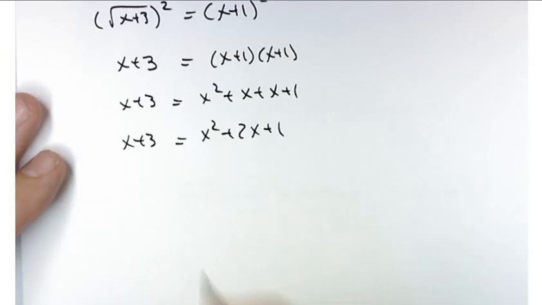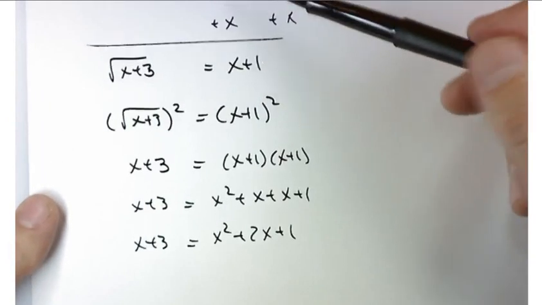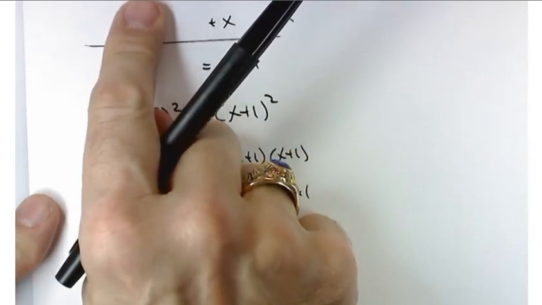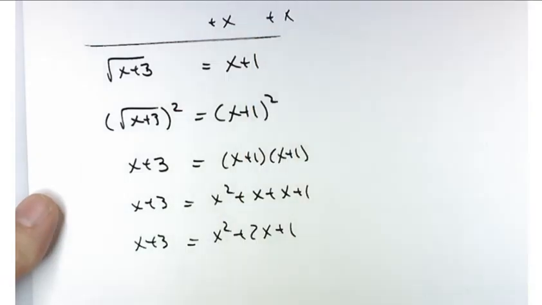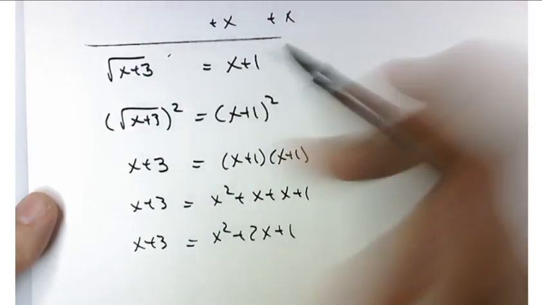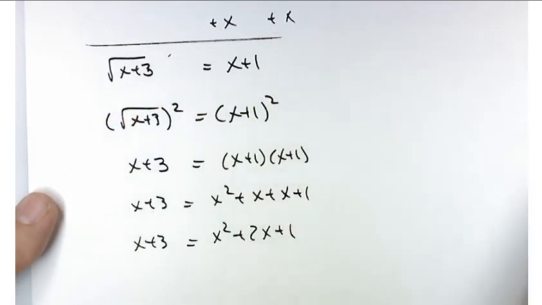Okay, so the first thing you need to do is get this radical term by itself on one side. So I move the x to the other side. Square both sides. That'll clear out the radical. And then that allows you to move the 3 or the x wherever you want or need.